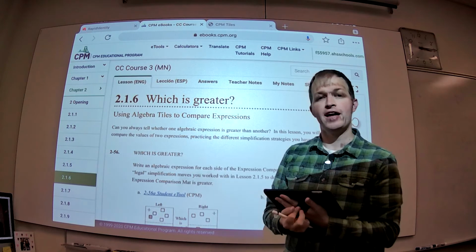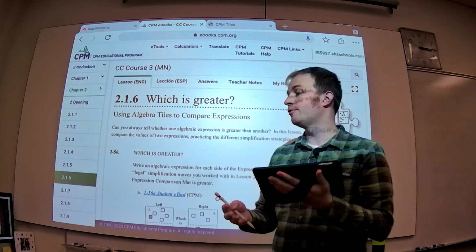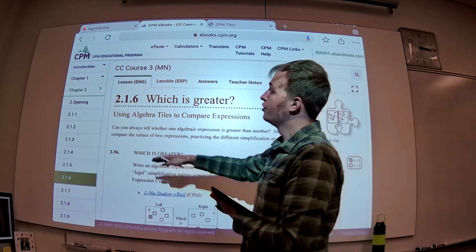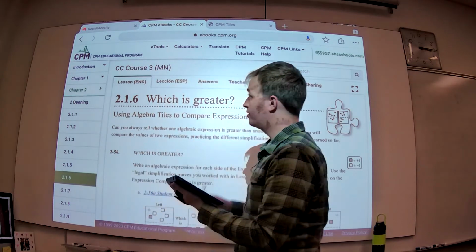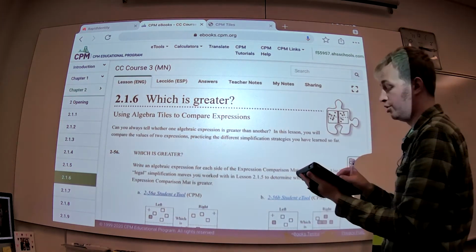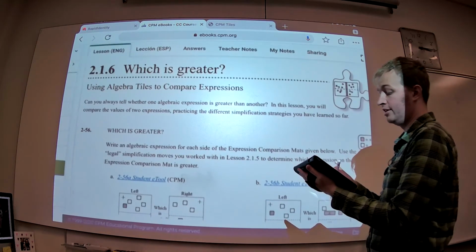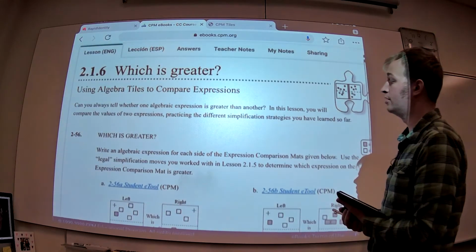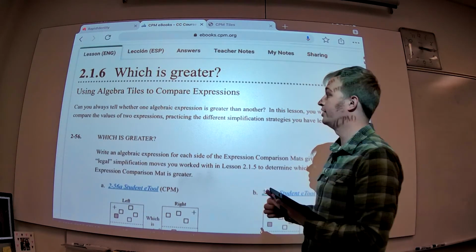I'm another one of the 8th grade middle school math teachers, and I'm going to be walking you through this lesson here. So in chapter 2, we're in lesson 2.1.6. I'm just using the ebook to show this at first, and then we'll get into some of the student e-tools and whatnot here. So let's take a look at this.